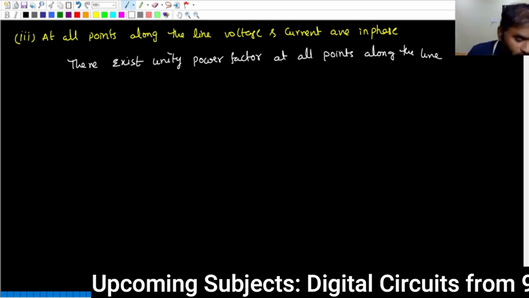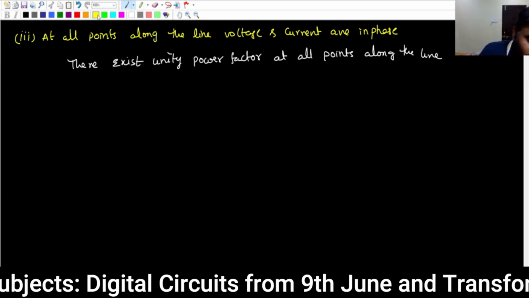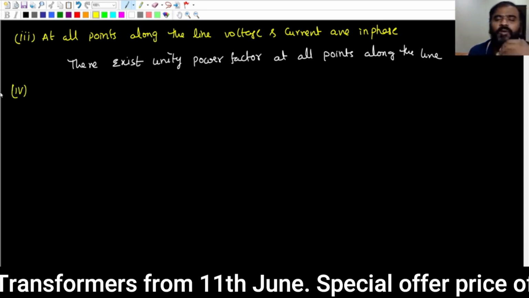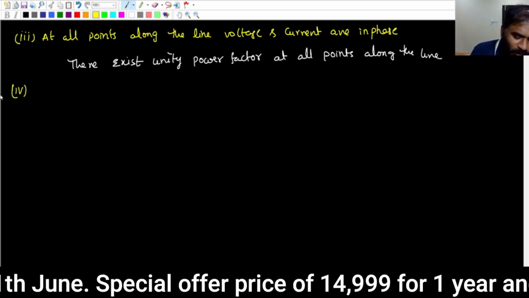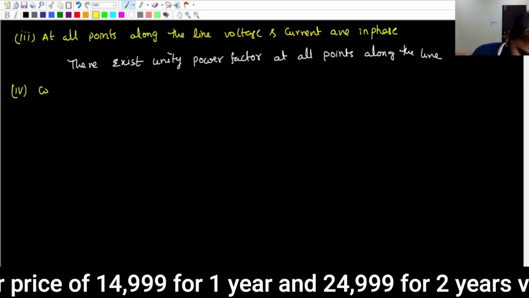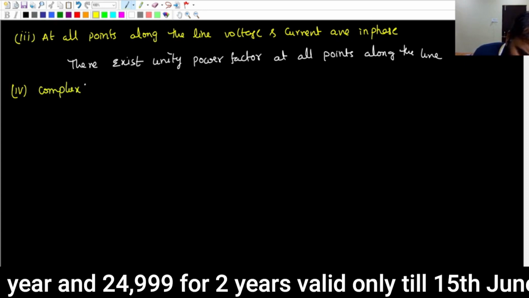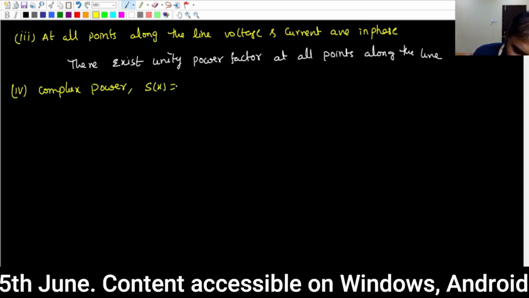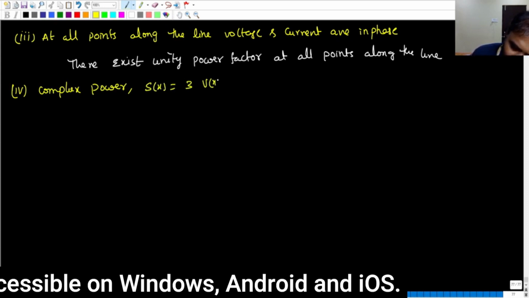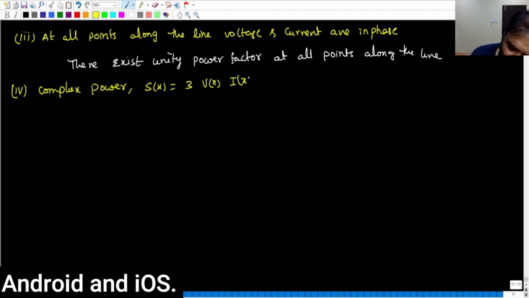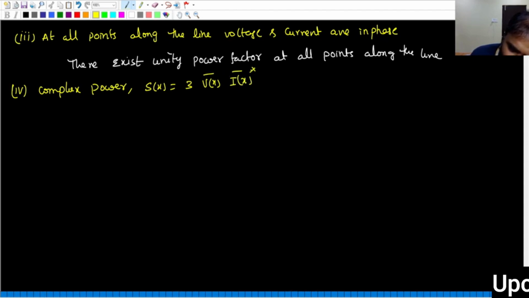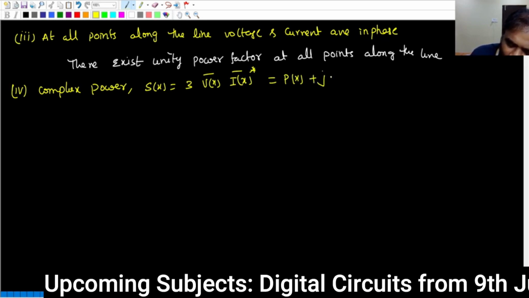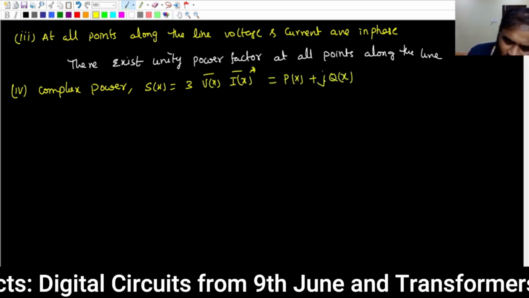Any doubts here? Okay. Next one. You can calculate now the complex power at any point along the line, complex power as a function of length, S of x. What is this S of x? Just like SS, we can write 3 into V of x into I of x conjugate. In this, the real part is the active power at any point along the line, and the imaginary part is the reactive power at any point along the line.